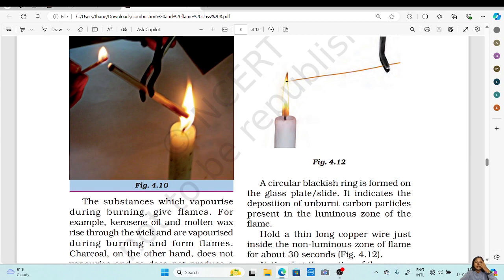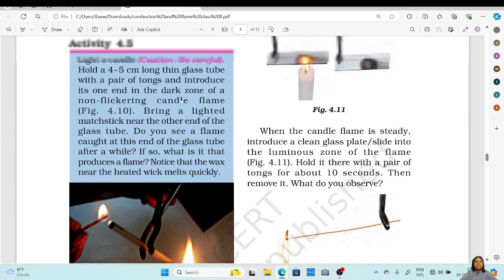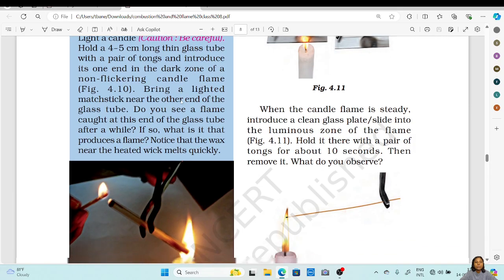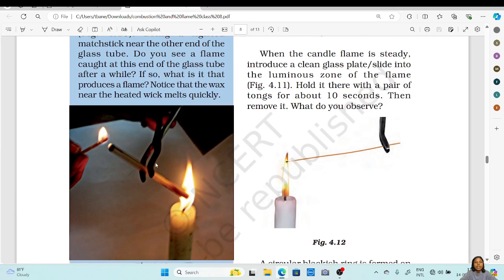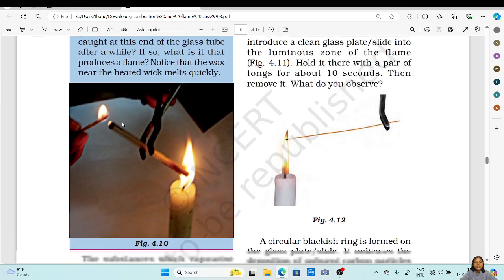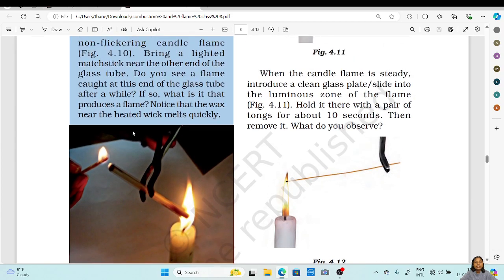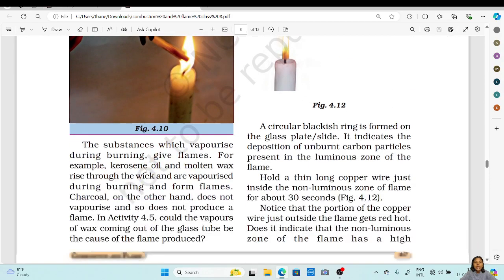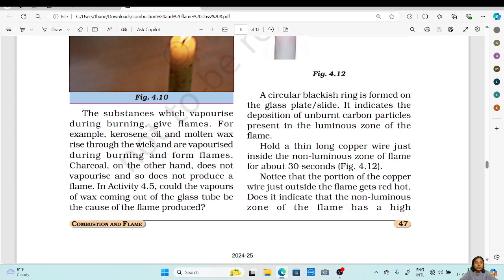What they have done here is taken a lighted candle and placed a glass tube over it, and at one end they have lighted a matchstick. Now we can see a flame being lit at the other end of the glass tube. Why is this happening? The substance which vaporizes during burning gives flame.